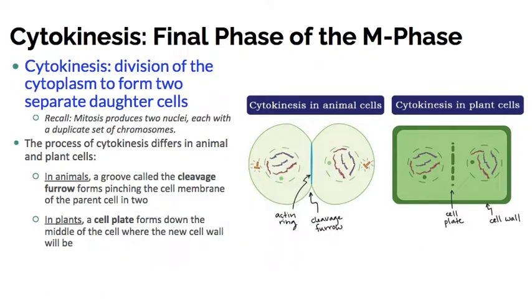Cytokinesis, again, is the final phase of the M phase, and it's the division of the cytoplasm to form two separate daughter cells. Remember, mitosis produces two nuclei, each with a duplicate set of chromosomes, and then cytokinesis is what divides the cytoplasm. The process of cytokinesis differs a little bit in animal and plant cells, because plant cells have that cell wall, so they perform cytokinesis a little differently. In animals, we have something called a cleavage furrow that pinches the parent cell into two. In plants, we have a cell plate. Because of the cell wall, it's harder to divide, so the cell plate does that for us.